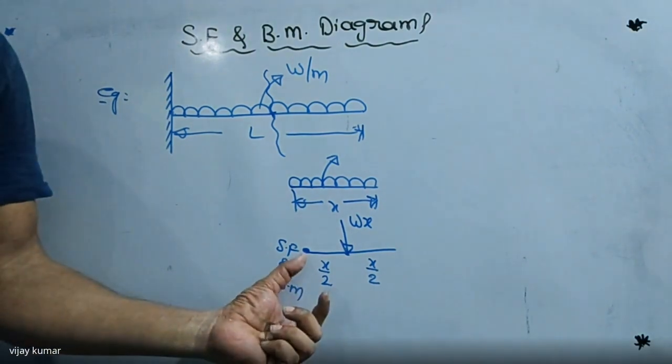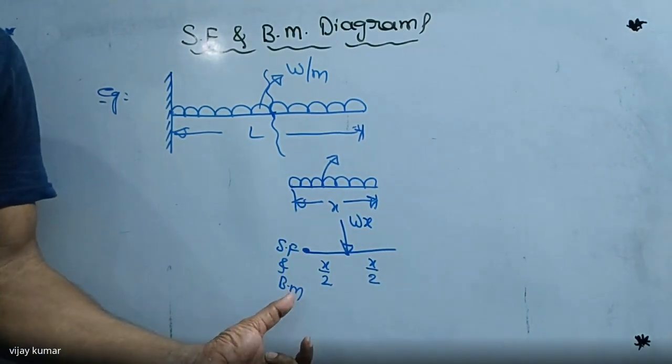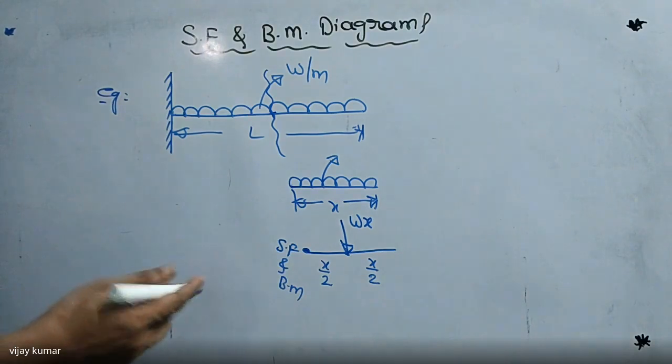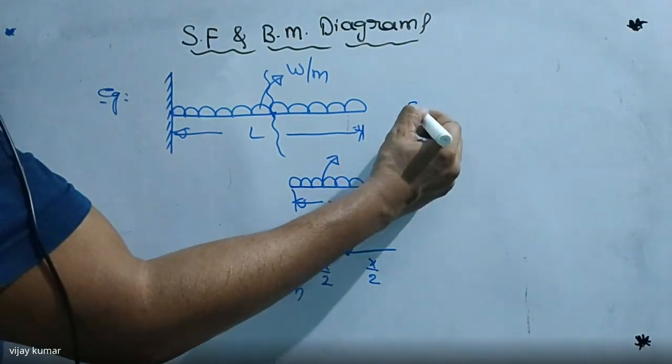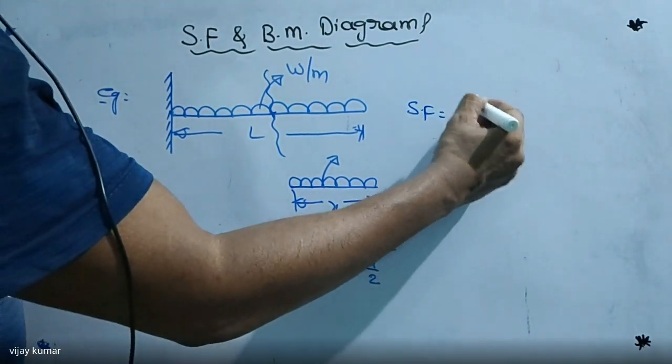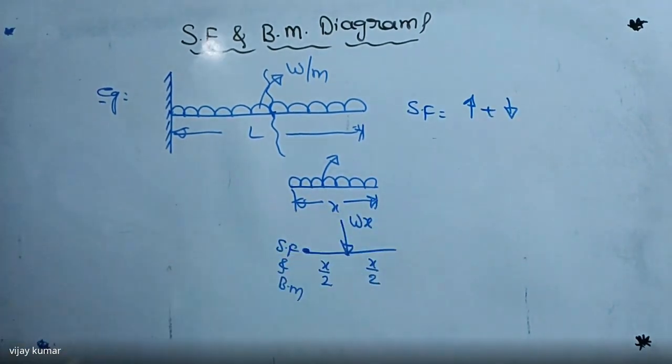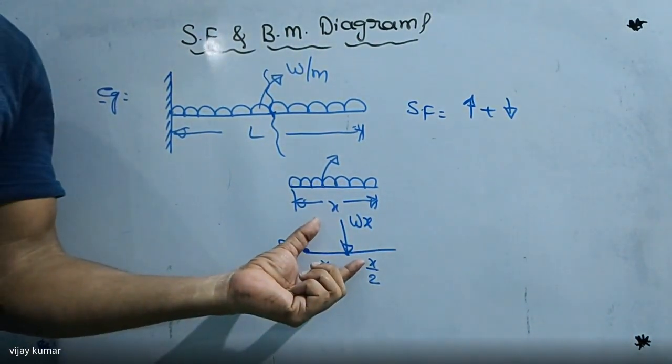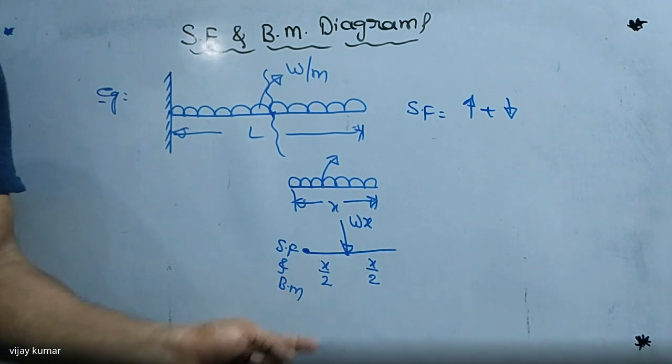Here I'm going to find the shear force and bending moment values. Now tell me, what is the value of the shear force here? Shear force is equal to the same formula: upward forces plus downward forces. So how many forces are on this portion now? Only one force, which is moving downward.